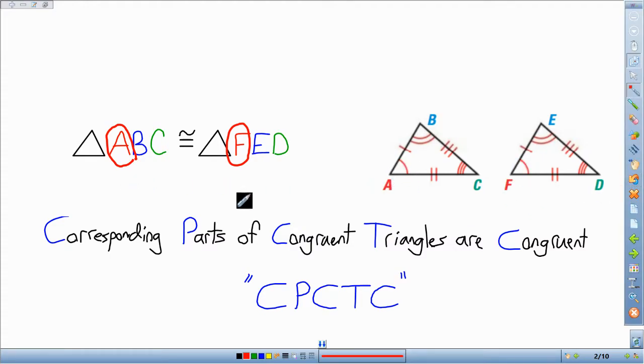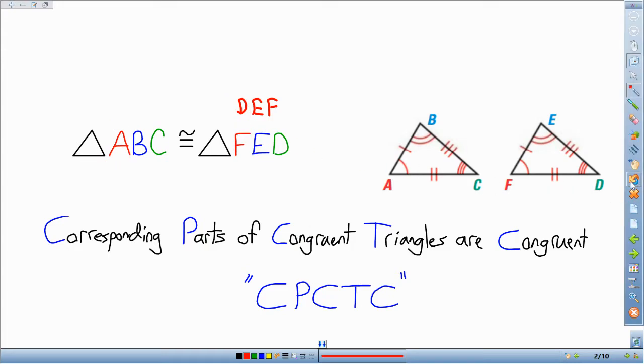Going down the list, the same idea: angle B is congruent to angle E, and angle C is congruent to angle D. That's why the ordering of these letters matters, because if this said D, E, F, then it would imply that angle A was congruent to angle D. So that's the first thing to realize.